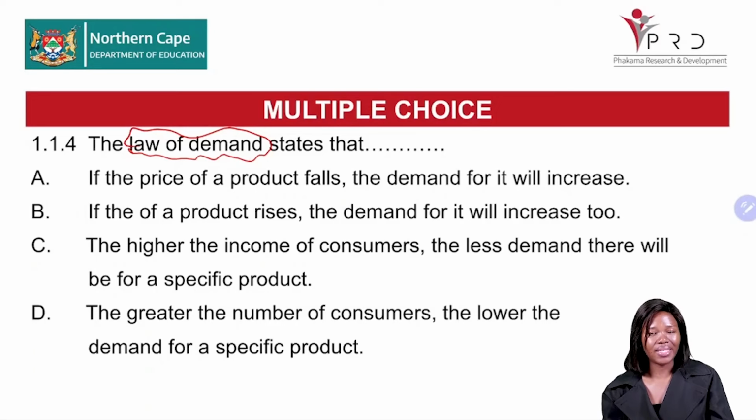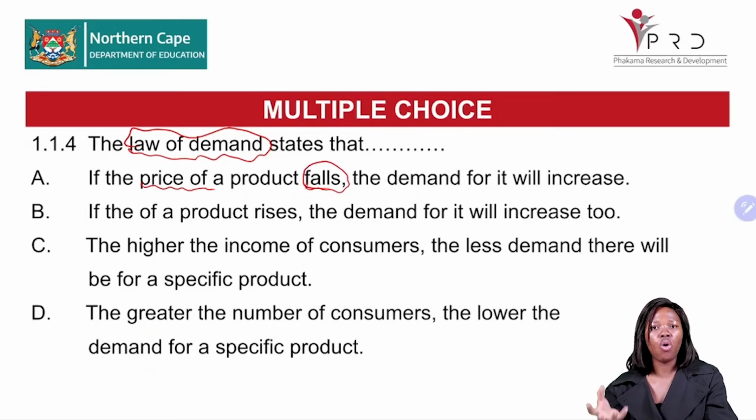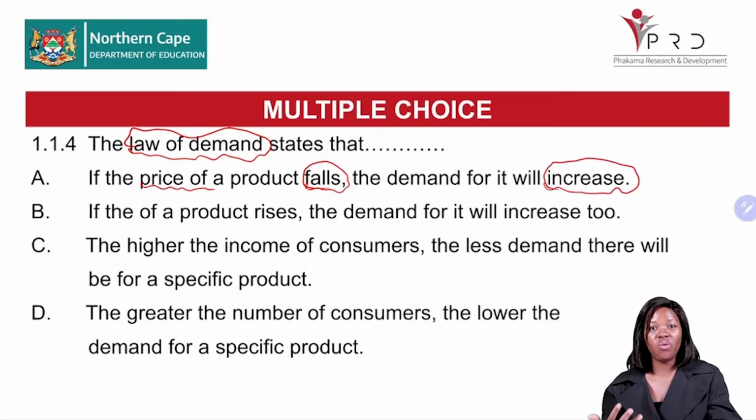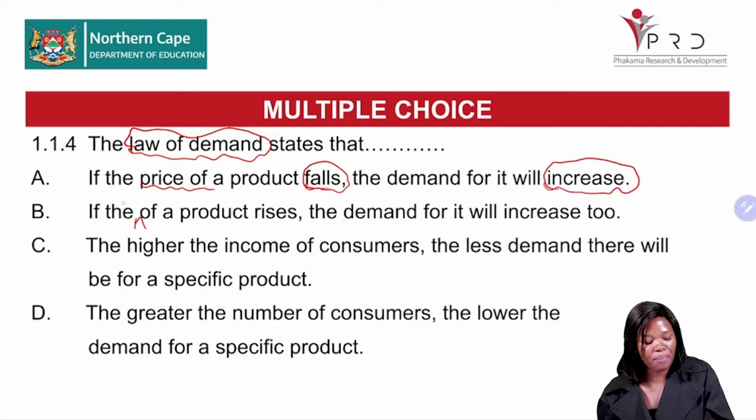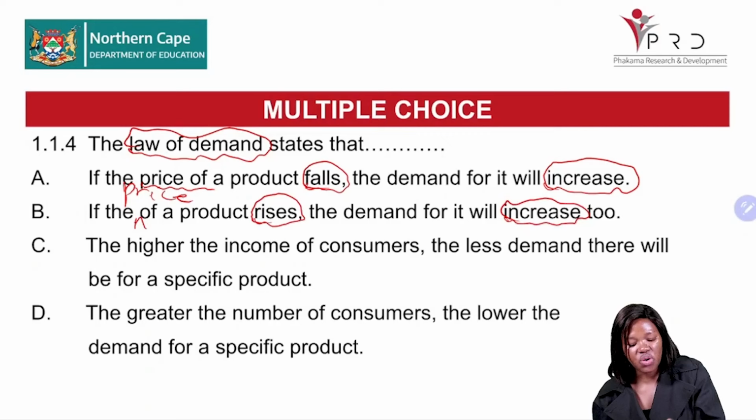Now, the law of demand states that A, if the price of a product falls, the key word will be fall. If it decreases or if it is reduced, if it goes down, the demand for it will increase. Let us look for keywords together. Remember, we are looking for the correct answer that works with the law of demand. Now, option B, if the price of a product rises, the demand for it will increase.